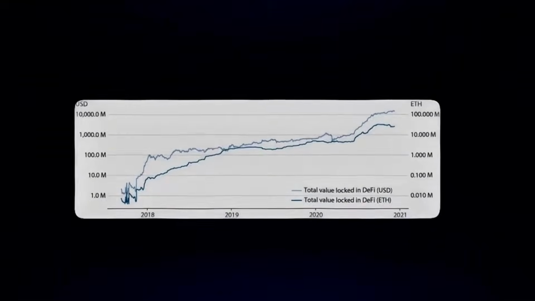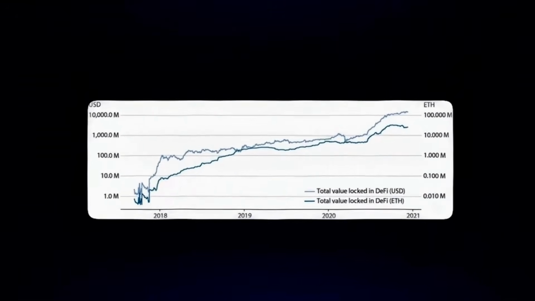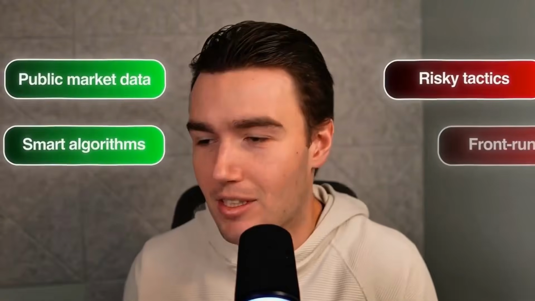We'll be using AI to scan blockchain data in real time, identifying small price differences between decentralized exchanges. It then automatically executes arbitrage trades for you, all within safe and compliant guardrails. This strategy is about using public market data and smart algorithms, not risky tactics of front running. It's a transparent way to capitalize on market inefficiencies while protecting your assets.